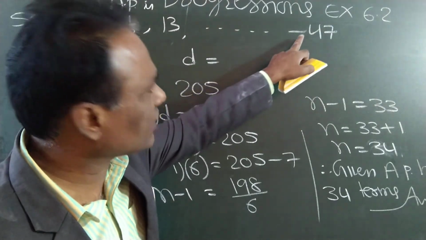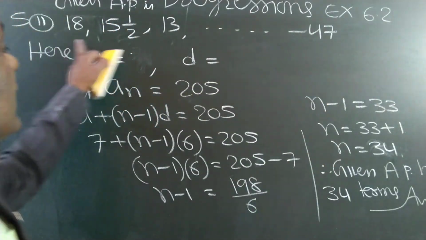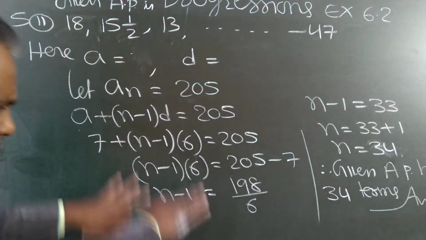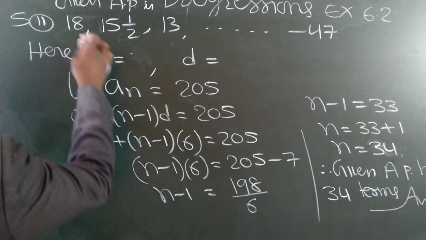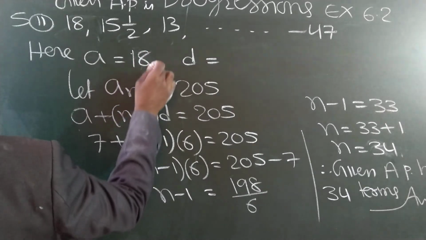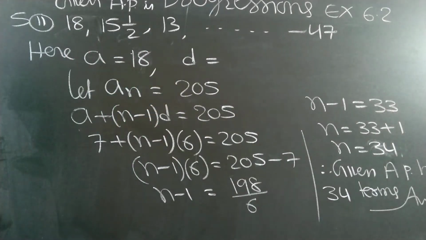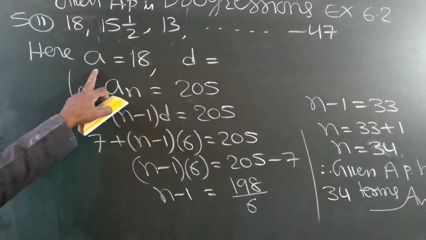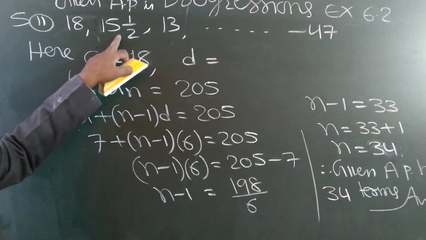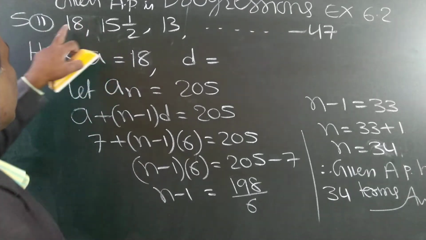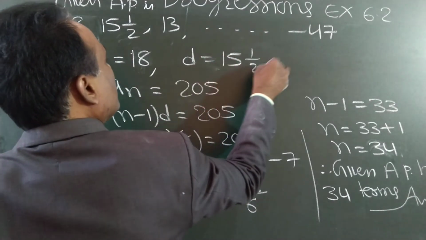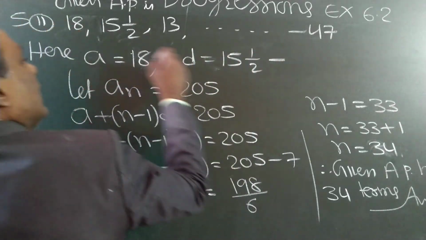So minus 47 is which term? How many terms are there here up to minus 47? Same procedure. A value 18. What is A? First term. First term is taken as A. D is second minus first. What is second? 15 and a half minus first, 18.